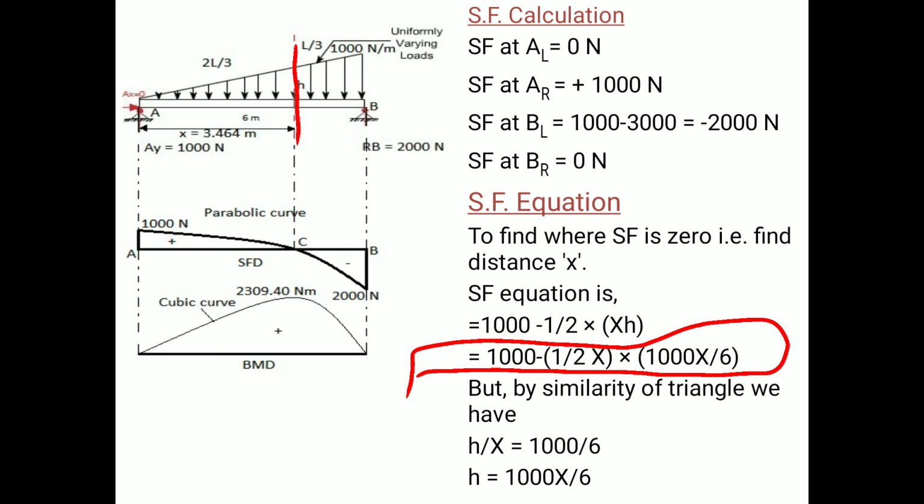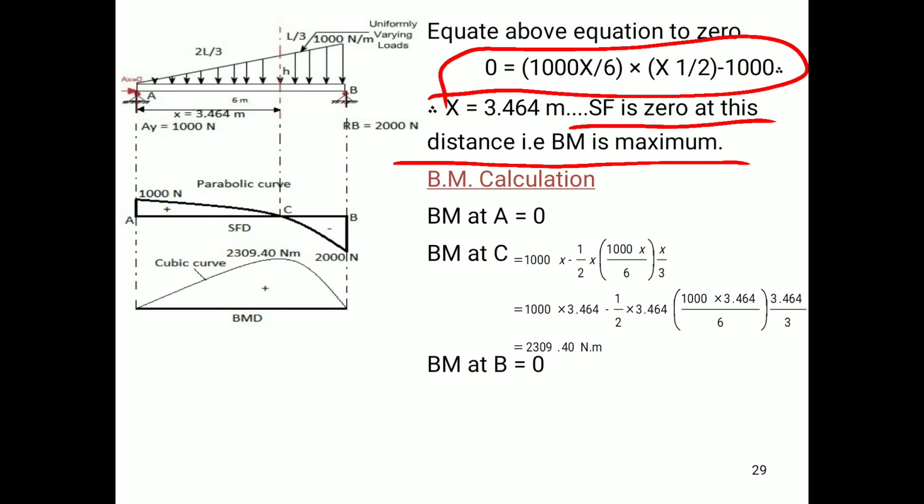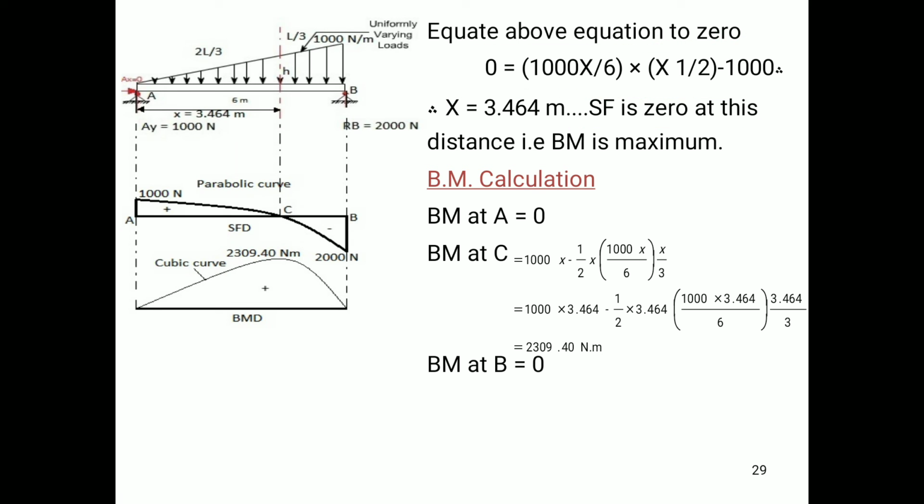Now we have one shear force equation which has only one unknown, and that is x. If I equate the previous equation to 0, I have x equal to 3.464 meter. That is where the shear force will be 0, and at this point we will get the maximum bending moment. Remember that we have calculated this value by equating shear force to 0. Therefore we have the maximum bending moment at x equal to 3.464 meter.